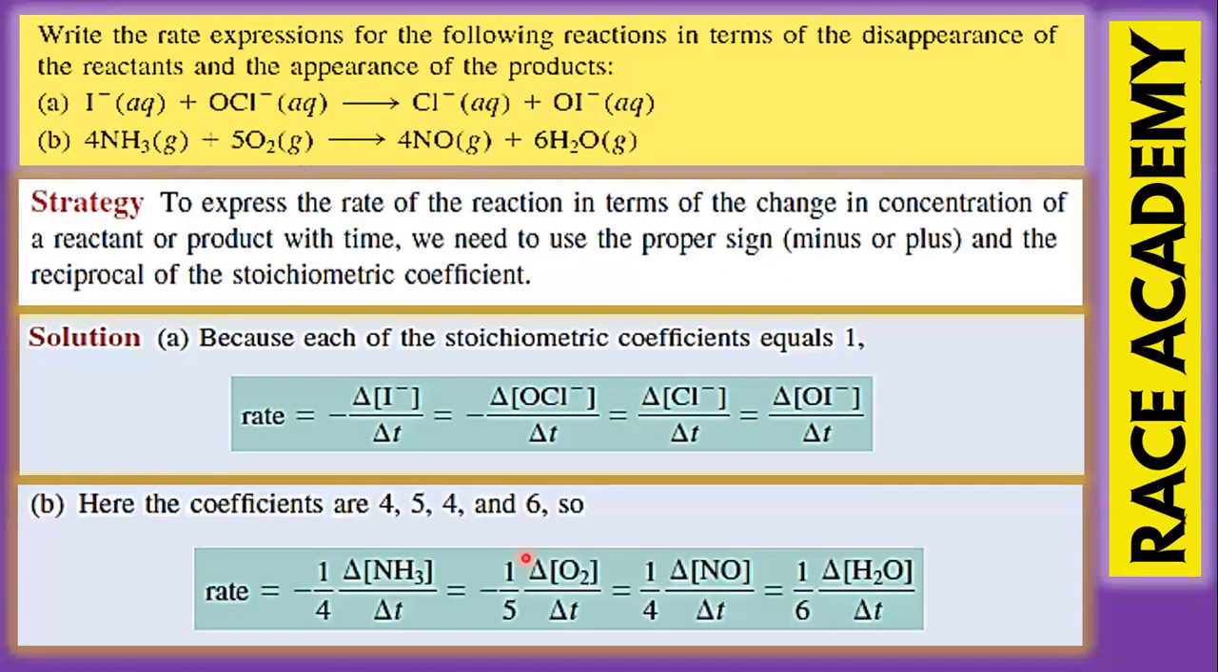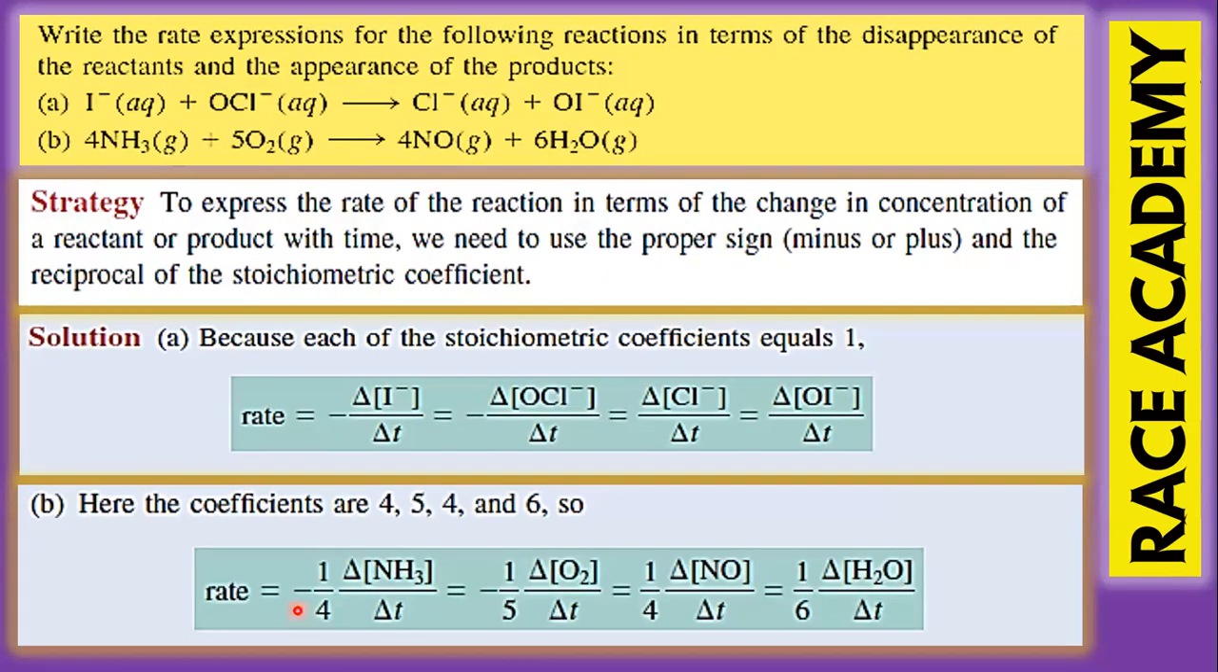And the coefficient of the rate of oxygen will become minus 1 by 5, as 5 is the number of moles given for oxygen. That is nothing but the coefficient of oxygen in the balanced equation, and that is minus 1 by 5 delta [O2] by delta t. Whereas for nitric oxide, we take plus 1 by 4 delta [NO] concentration by delta t, and for water we got 1 by 6 delta [H2O] concentration by delta t.